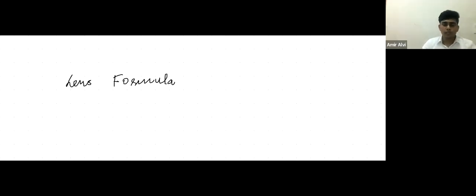Okay, lens formula. Similar to the mirror formula, we have the lens formula that we use to find the focal length of a lens, image distance, or object distance. First of all, we have no need to write. The formula is 1 by v minus 1 by u. So we have to use the sign as well.